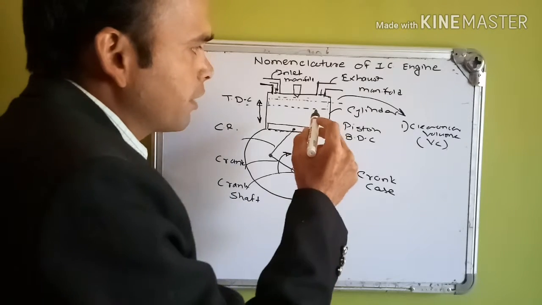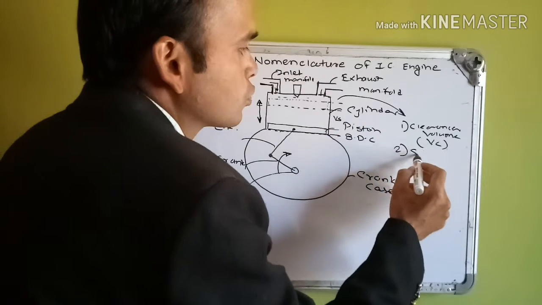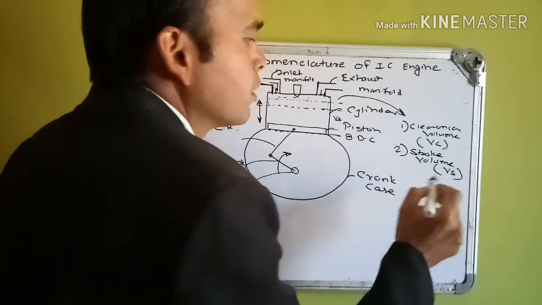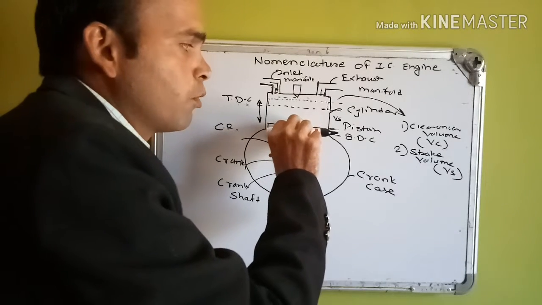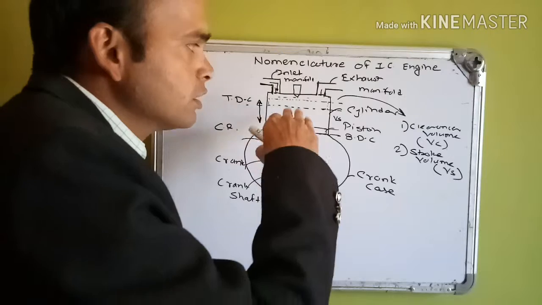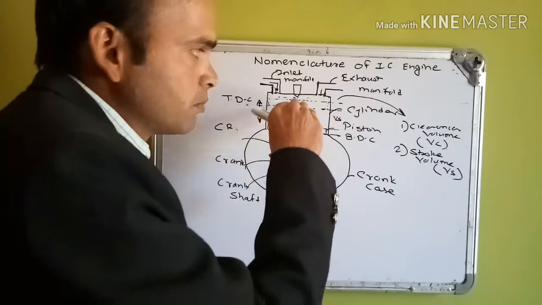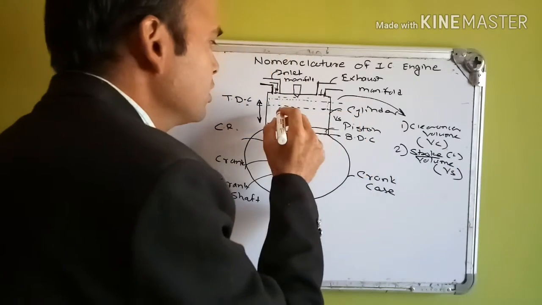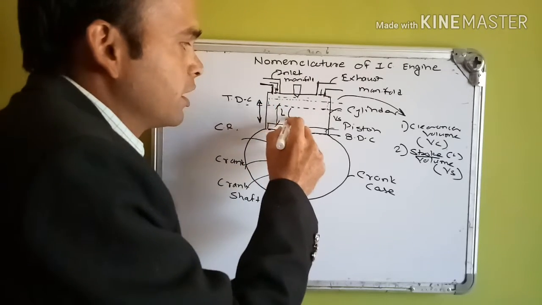Now the next one, the second part, is called the stroke volume, which is indicated by V suffix S. Now what is meant by stroke volume? As we have said, the piston travels from bottom dead center to top dead center, and again from top dead center to bottom dead center. The distance traveled by the piston between these two centers is called the stroke, and it is indicated by L. This distance is the stroke, called the stroke length, which is indicated in mm.